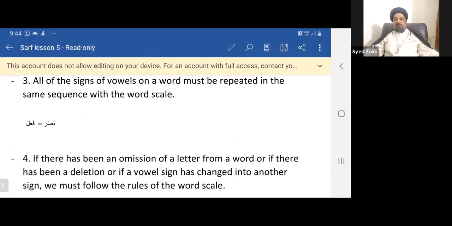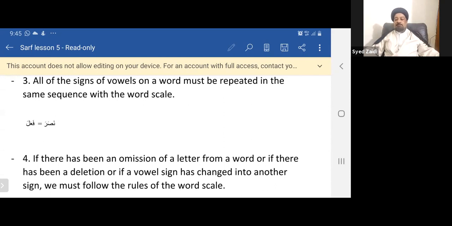Number 3, please. If there has been an omission of a letter from a word, or if there has been a deletion, same thing, omission or deletion. If you see one word and you see one letter has been deleted from this word, and then you see the other word, and you don't find that letter in it, then what do you do? Then the rule is that you do the same in the word scale.